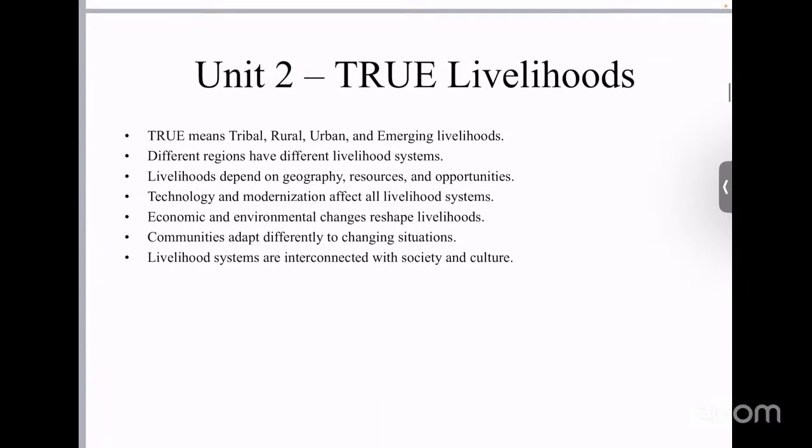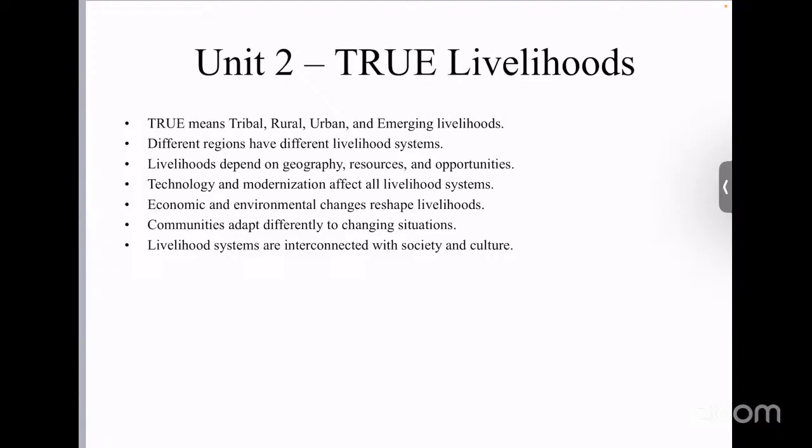Now, let's look into Unit 2, which is True Livelihoods. This unit explains about the tribal, rural, urban, and emerging livelihoods. These categories help us understand how people in different geographical and social conditions survive. Each type of livelihood depends on environment, resources, culture, economy, technology, and opportunities available in that region.